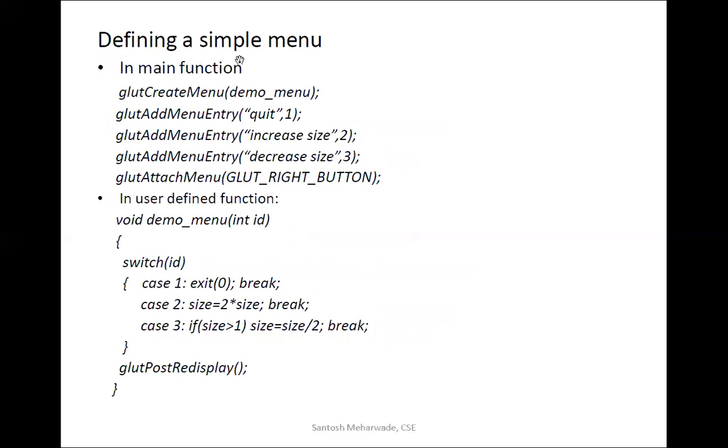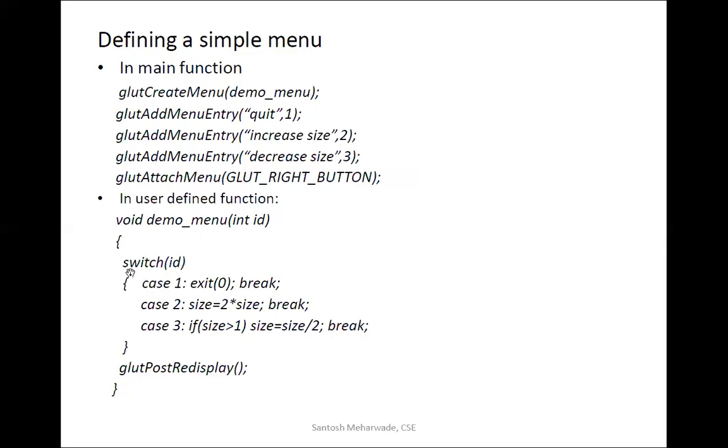Here you can see defining a simple menu. Normally in the main function of our program, we always include these menu options. First of all, I have to create the menu. For that, glutCreateMenu and some name for it. Here demo_menu is our user defined menu function. Next, it takes some parameter, an ID in integer form.